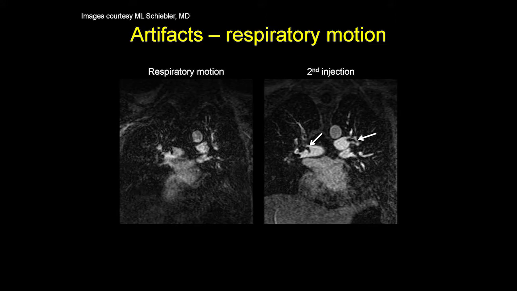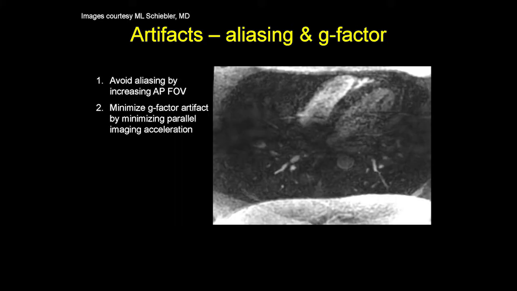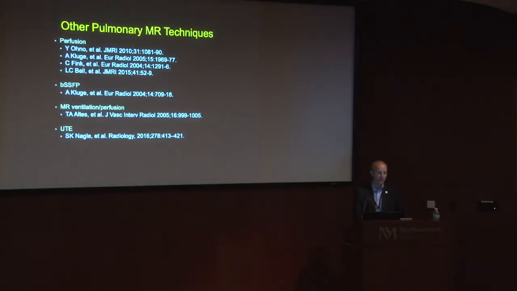Of course, we're dealing with patients who cannot hold their breath. Often it's not at all unusual for patients not to be able to hold their breath for the 15 seconds. And if you encounter really bad respiratory motion, our technologists are savvy enough to know that it's okay to do a second injection. And usually the second time the patients are ready for that injection, they can hold their breath a little bit longer. There's also aliasing issues and G-factor issues to deal with when we're using parallel imaging. But again, by adjusting your parameters and your slice orientation appropriately, you can avoid most of these artifacts.